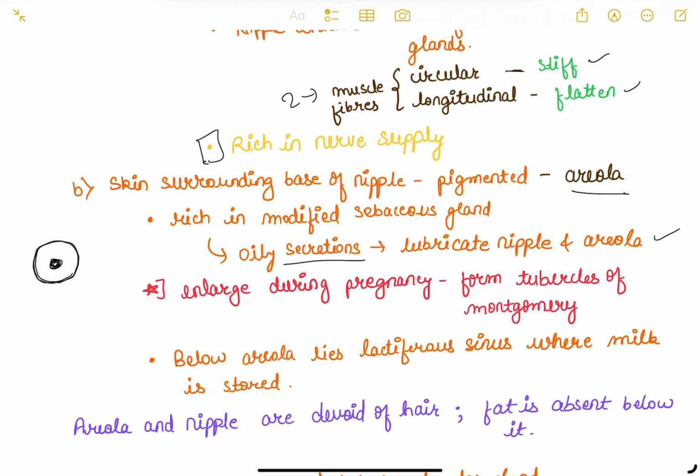Now what happens is that they enlarge during pregnancy, and then they are going to form certain tubercles, like certain projections can be seen, and they are called as the tubercles of Montgomery.